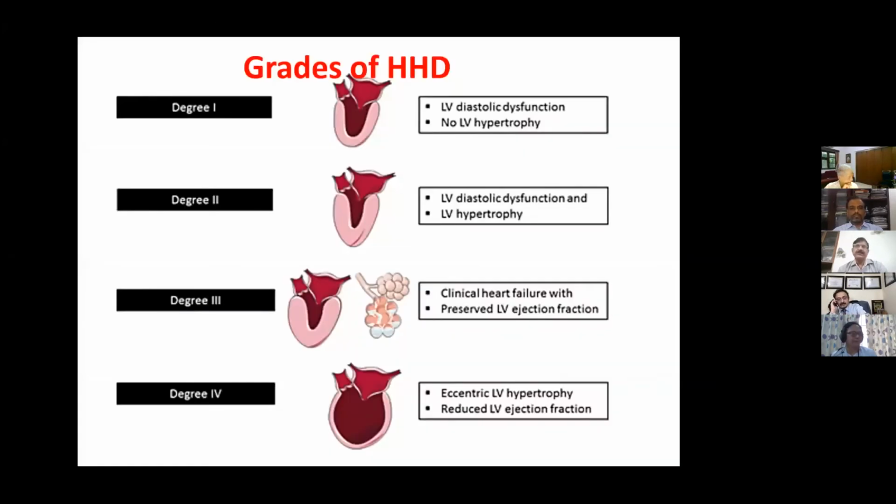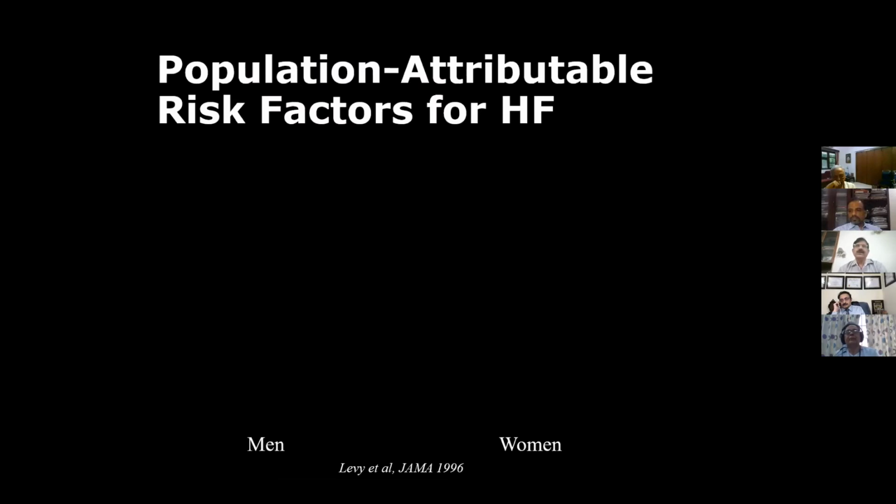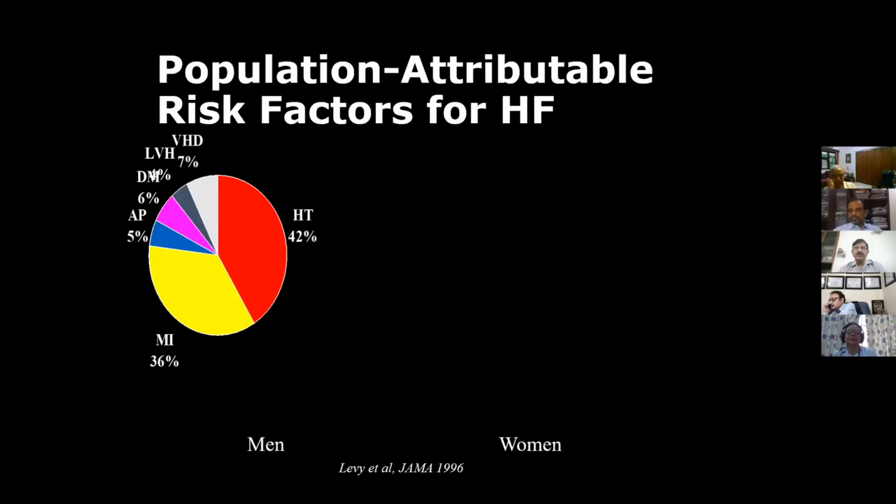25 years back, grades of hypertensive heart disease were described. Essentially, grade 1 means presence of diastolic dysfunction without ventricular hypertrophy, and the last, grade 4, is both eccentric hypertrophy and reduced ejection fraction. Patients pass from grade 1 to grade 4 in hypertension as they go on to develop heart failure. So what is the population attributable risk of heart failure by hypertension?